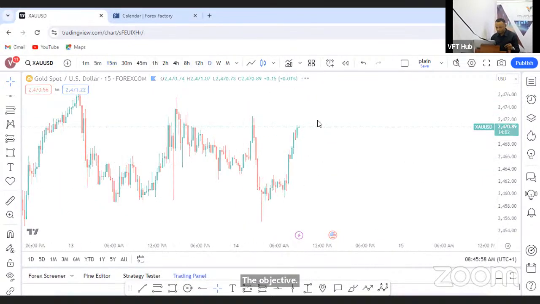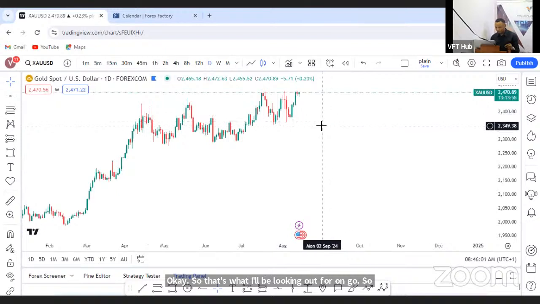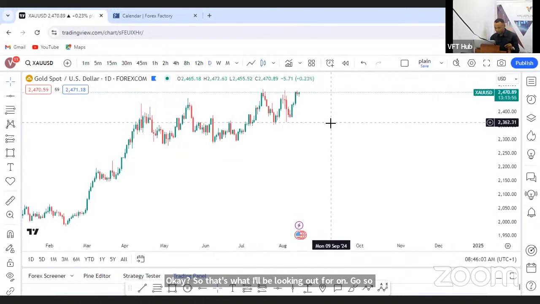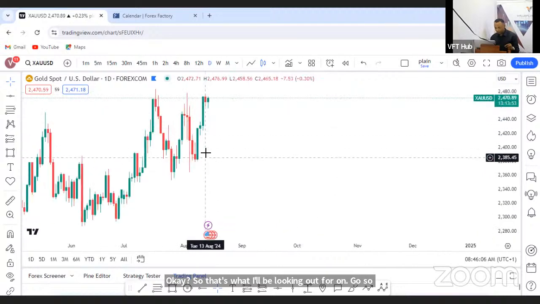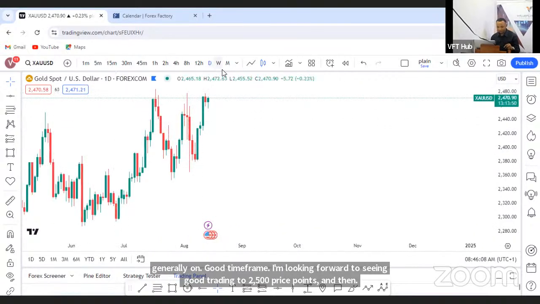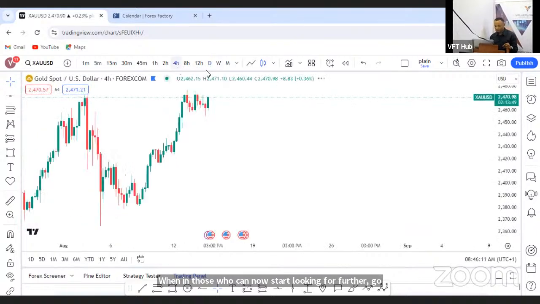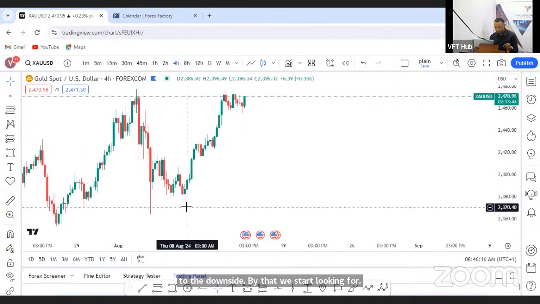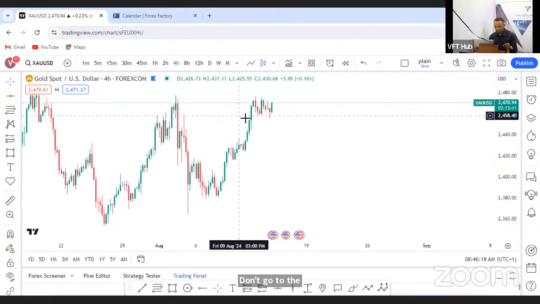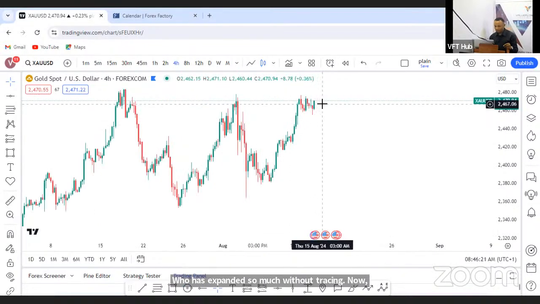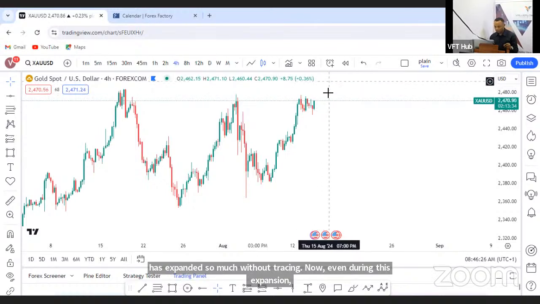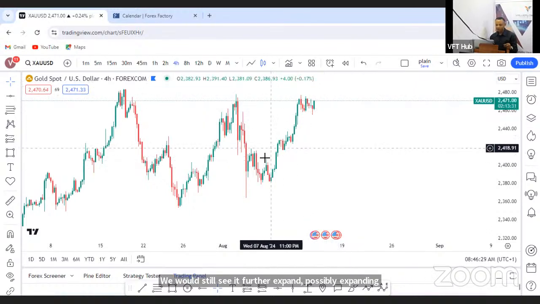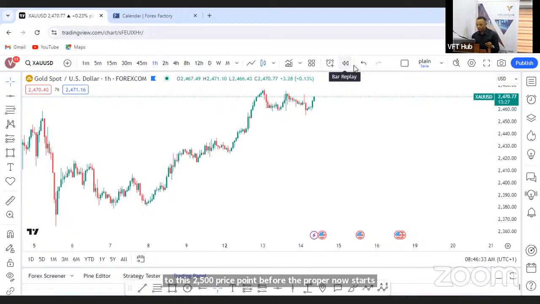So generally on gold on the daily time frame, I'm looking forward to seeing gold trade into 2,500 price points, and then when it does so, we can start looking for further retracement of gold to the downside. By that, we mean we'll start looking for sales on gold. I know some of us might be concerned about how gold has expanded so much without retracing. Even during this expansion, we would still see it further expand, possibly. We'll see it expanding to this 2,500 price point before the proper retracement starts to mitigate all the levels that it left unmitigated on its way to the upside.